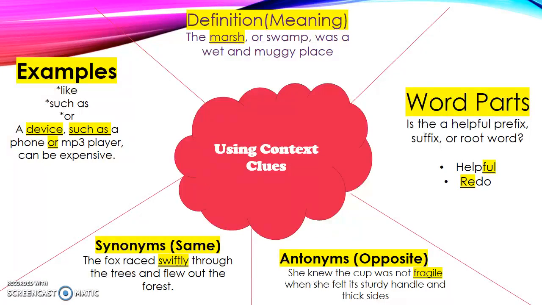Okay, so going to definitions, we have the meaning. The meaning simply says, the marsh or swamp was a wet, muggy place. Okay, the word that I have underlined is marsh. So we also have another or statement. So I look and I see the definition. The definition of marsh would be swamp. The marsh or swamp was a wet, muggy place. That is one way that we can identify what the word means in our text.